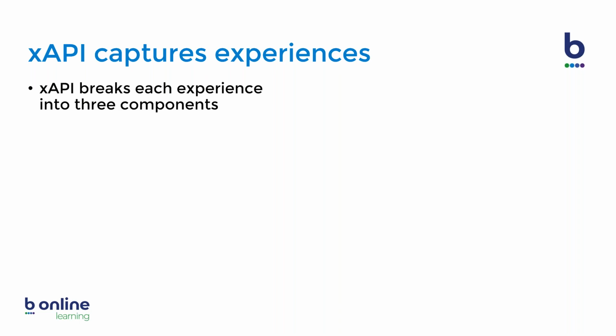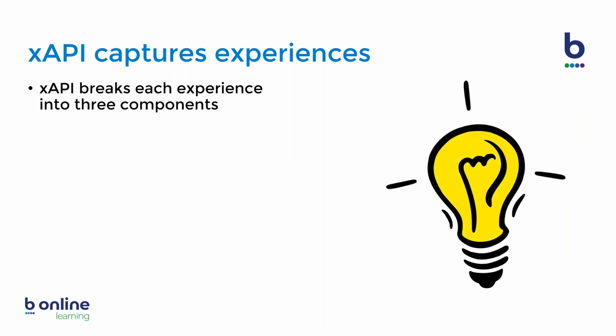So what xAPI does is it breaks any type of experience down into 3 different components. And those components are 3 different statements. We have a noun, also known as an actor. We have a verb. And we have an object. And what we can see in the brackets there on the screen is these three statements go together to build something that's saying, I did this.